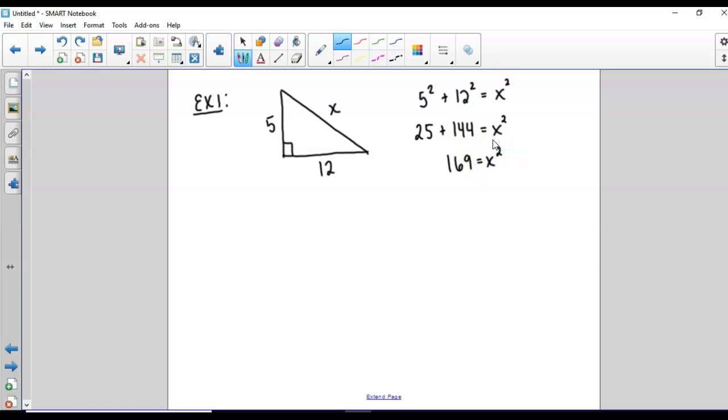And you might know what the square root of 169 is. It's 13. So we'll take the square root of both sides, and we'll get 13 for our x. Okay? Alright. Okay. Questions? Okay. Let's do another one.